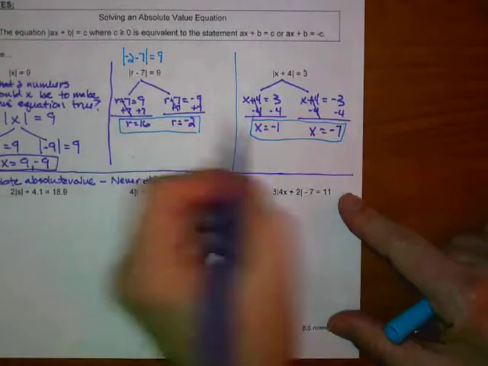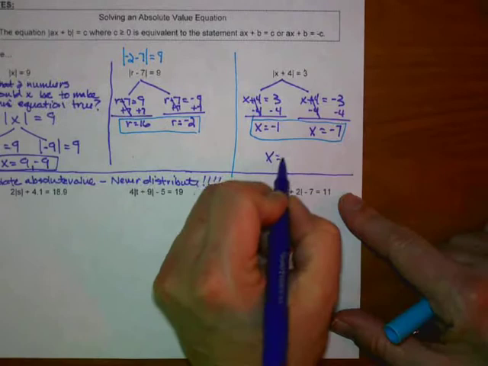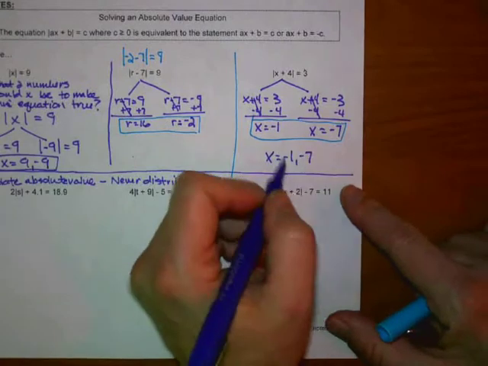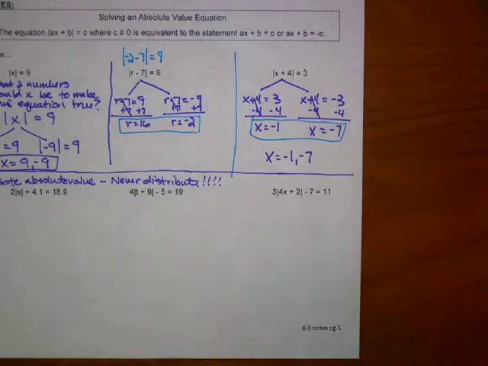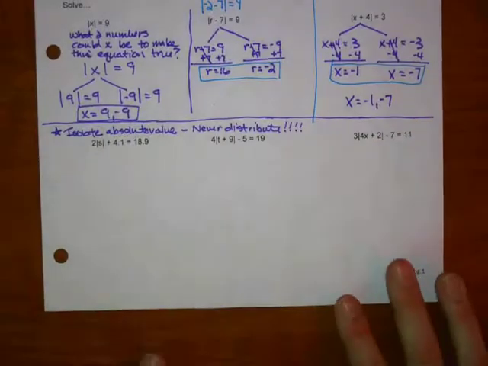Okay, if you want to write it like this, that's fine, but do not, say it again, do not make them an ordered pair, because they're not an ordered pair. It's just two separate x values, okay? All right, we're going to take this a little bit further.